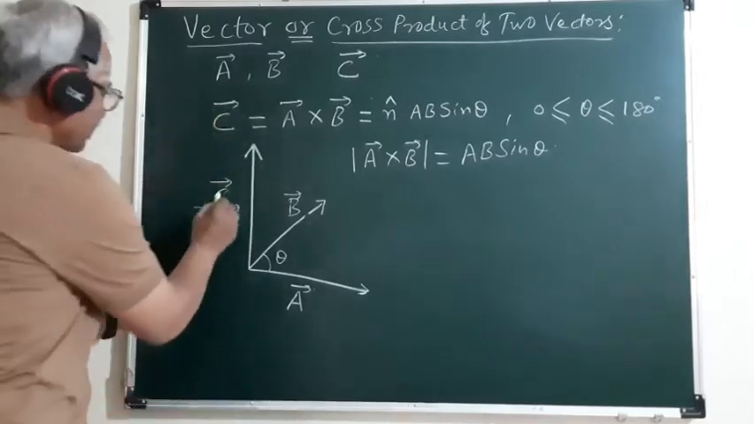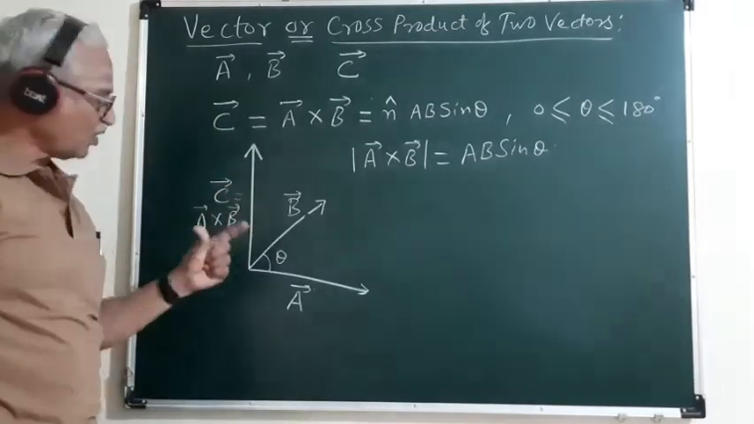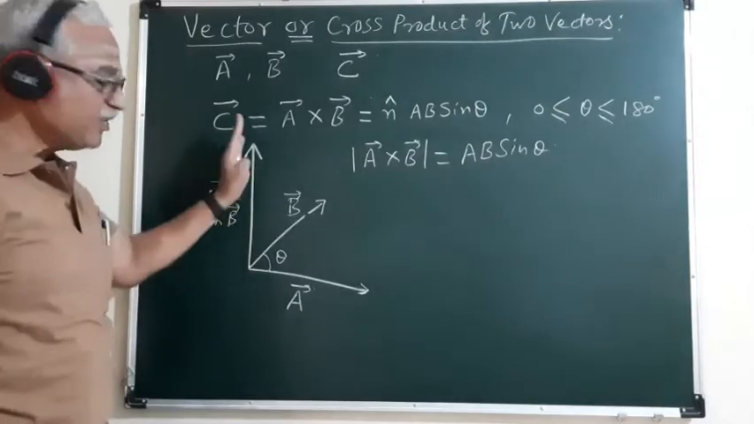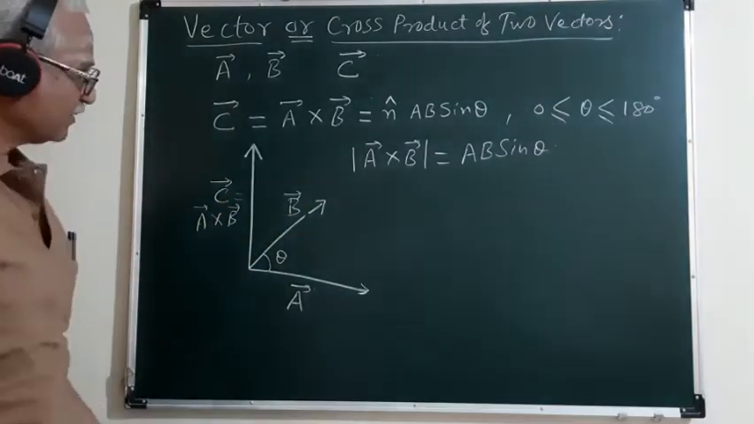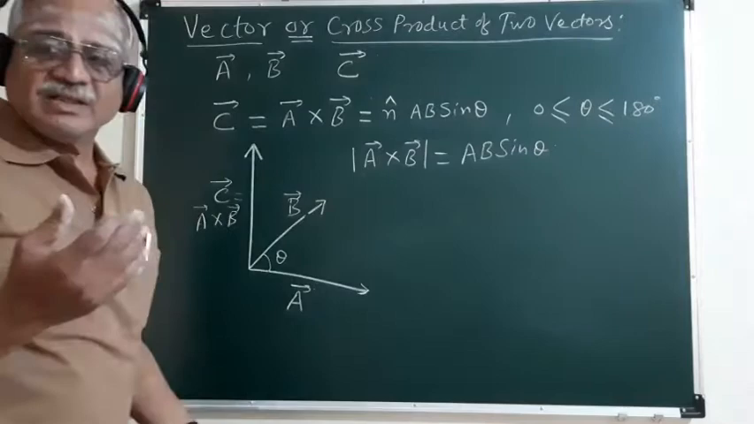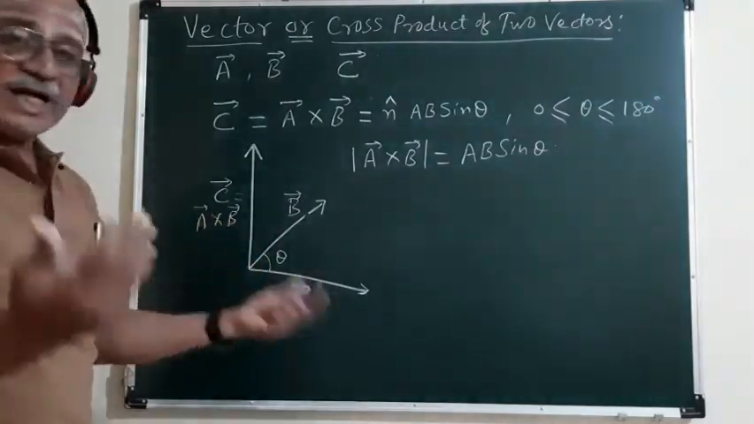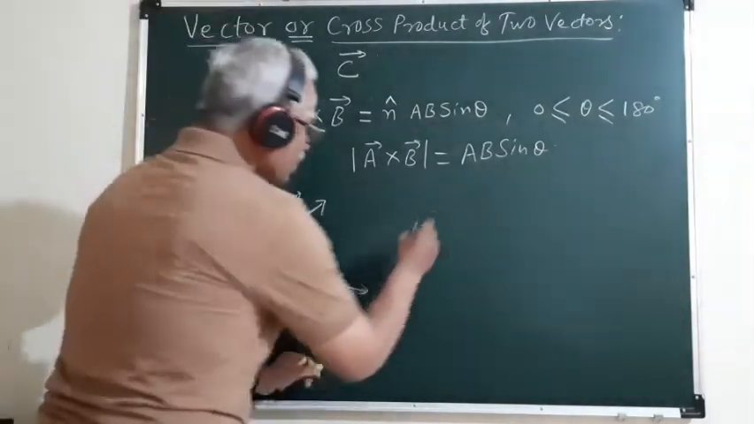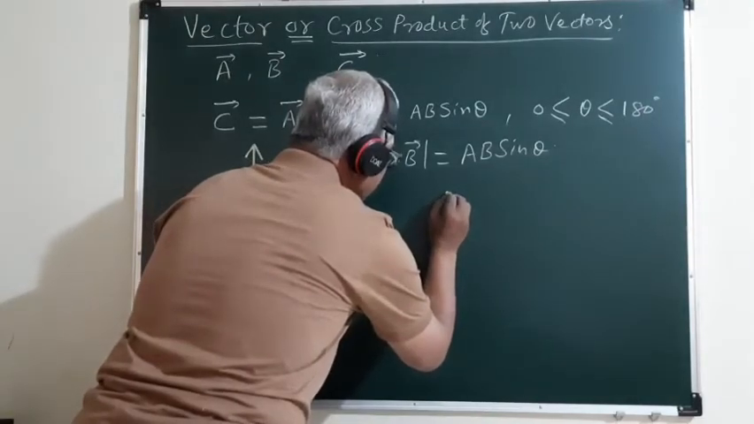This vector C bar is nothing but equal to A bar cross B bar, and it will be perpendicular to the plane of A bar and B bar. So this is the right hand rule. What is the right hand screw rule? Let us consider we have a right handed screw.